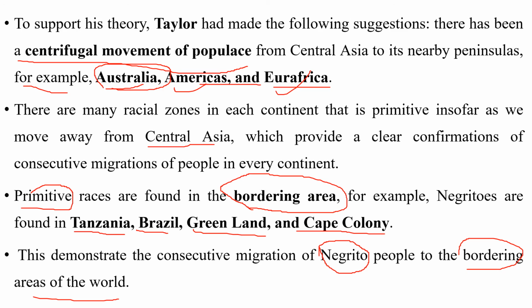Means a brief description has been given by Griffith Taylor. So this theory is very famous in human geography. Okay. Thank you very much.